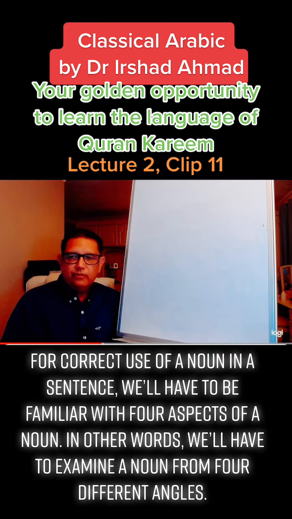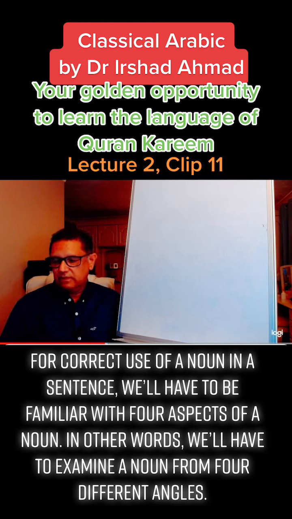Let's move on. For correct use of a noun in a sentence, we will have to be familiar with four aspects of a noun. I'm going to start the formal start of our Arabic grammar with noun. Most of you remember, certainly I remember that when I started learning English, we started with verb. But in Arabic, because we can make sentences without verb, it's completely okay to start with noun, and you will see that it will make sense to start with noun.